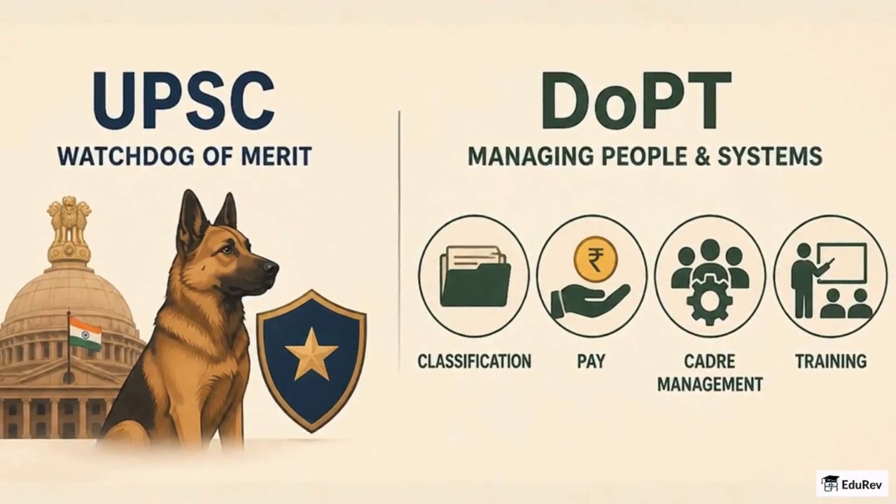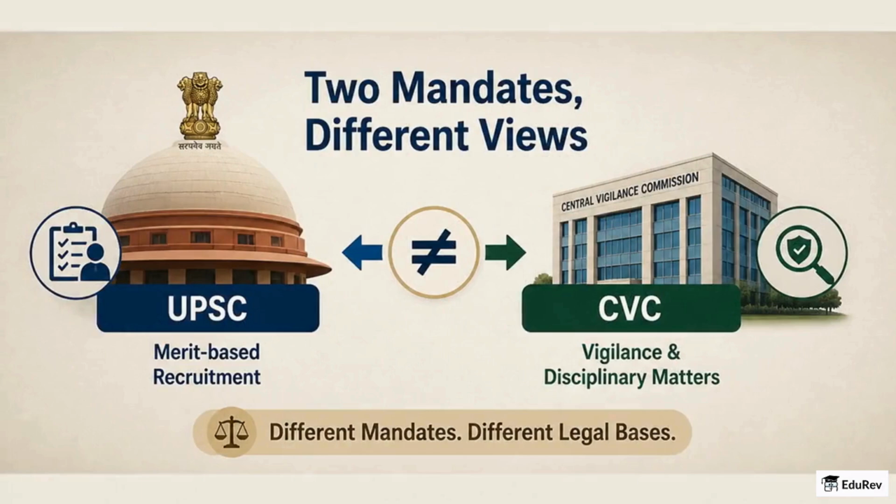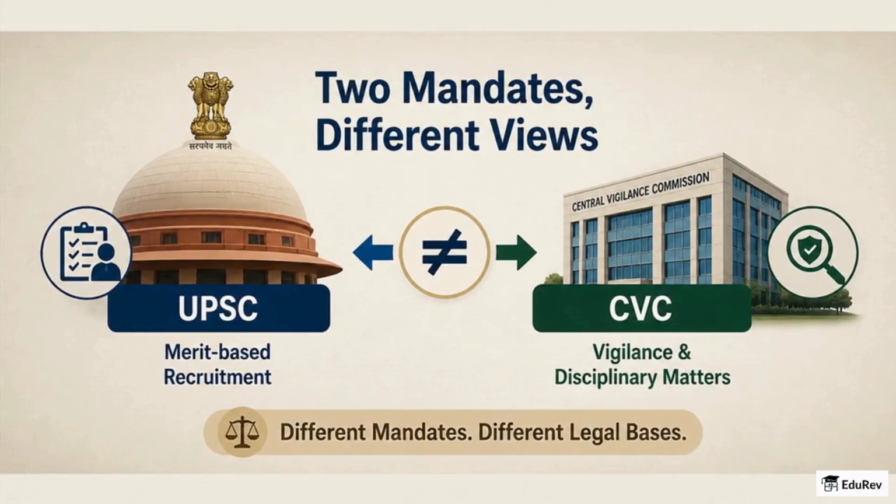In practice, the UPSC acts as the watchdog of merit, while the Department of Personnel and Training handles classification, pay, cadre management, and training matters. The Central Vigilance Commission also advises on vigilance and disciplinary issues, and sometimes UPSC and CVC views may differ because they have different mandates and legal basis.